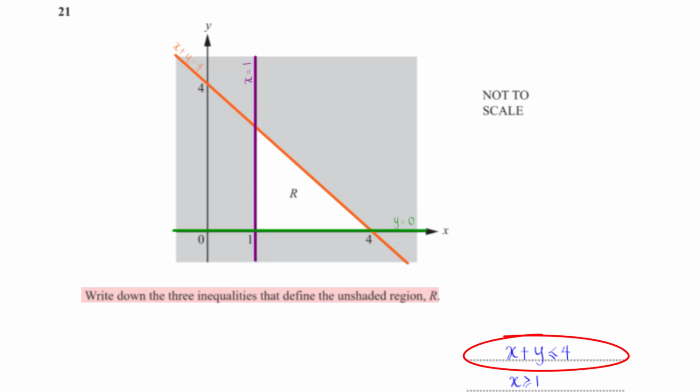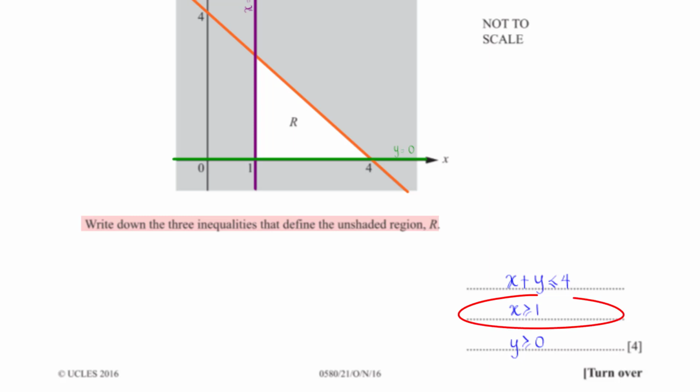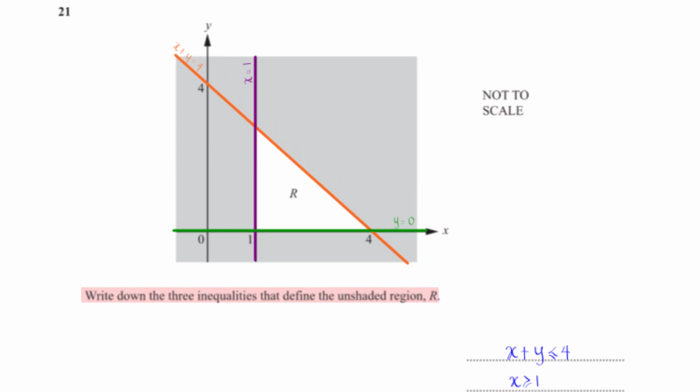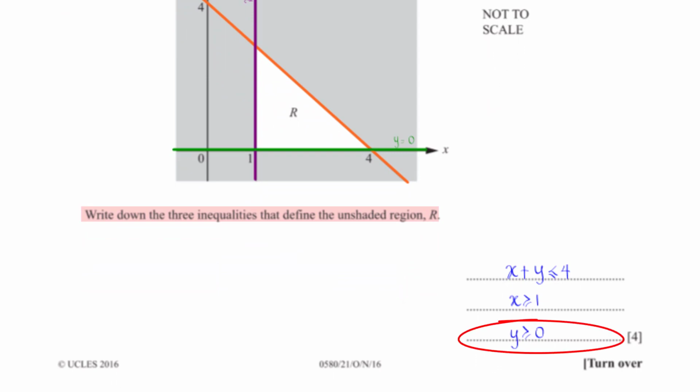The equal sign is included because this line is a solid line. The region R is located on the right of x is equal to 1. And so the inequality that describes this will be x is greater than or equal to 1. We have the equal sign in this case because x is equal to 1 is a solid line. The region R is located above y is equal to 0. And so we have the inequality as y is greater than or equal to 0.